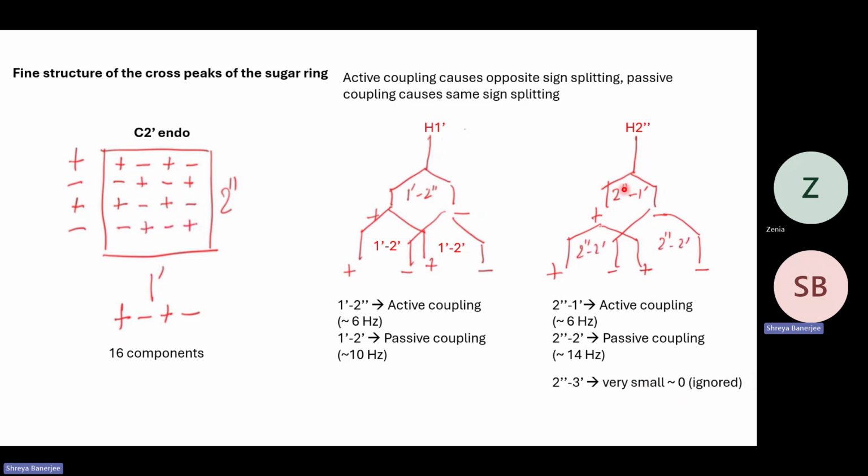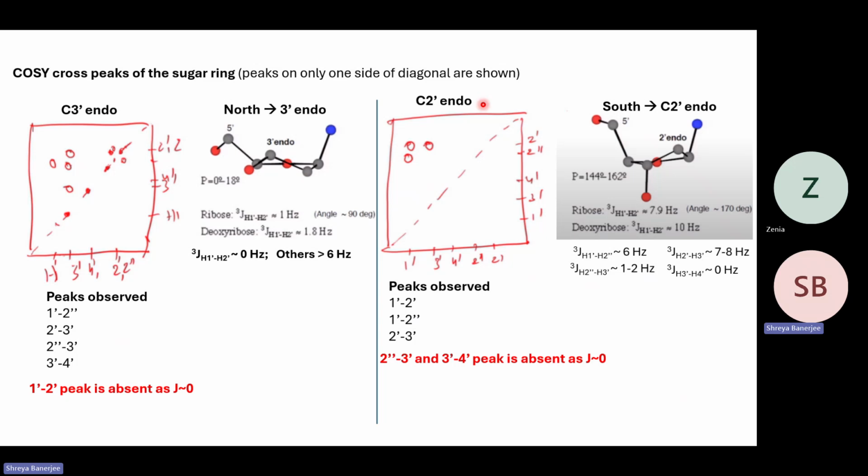Now here again, if we look at the magnitudes, 2 double prime 2 prime is a much higher magnitude, around 14 hertz, because it is geminal coupling, and this one is smaller. So again, there is a crossing that happens. So the sign pattern is plus minus plus minus. So there are 4 components on each side. So we have a total of 16 components with this fine structure. So this is for C2 prime endo, this case.